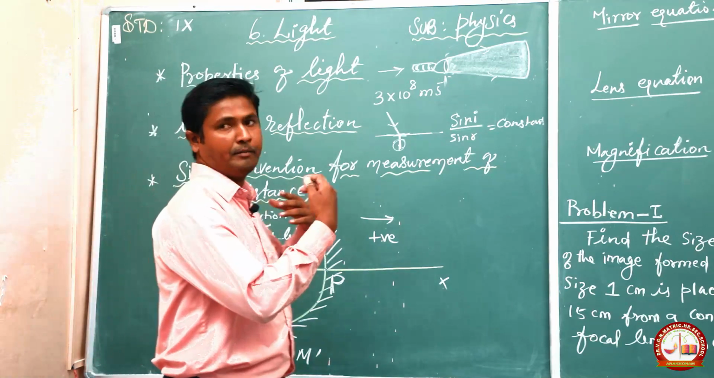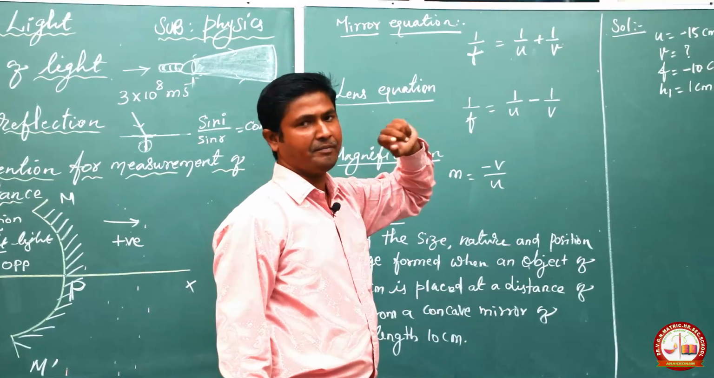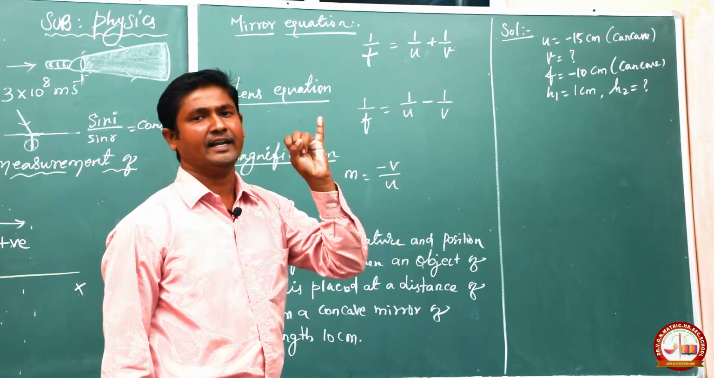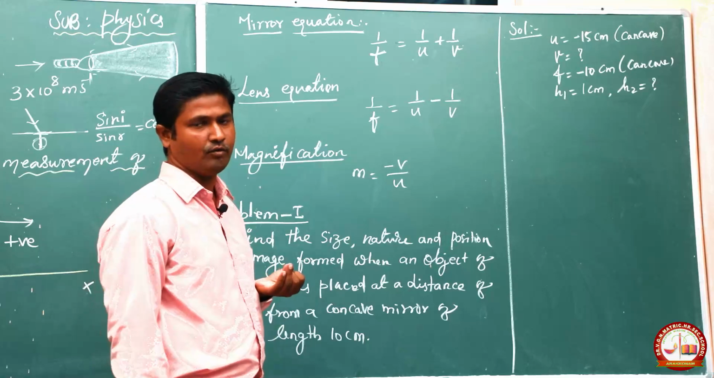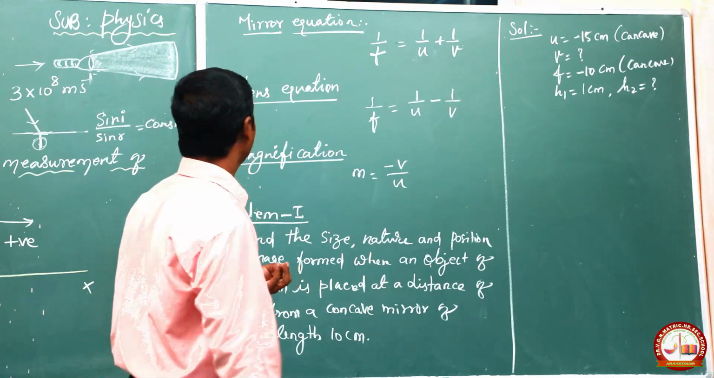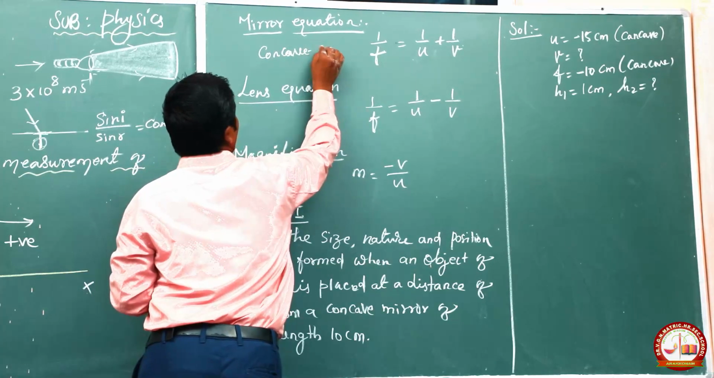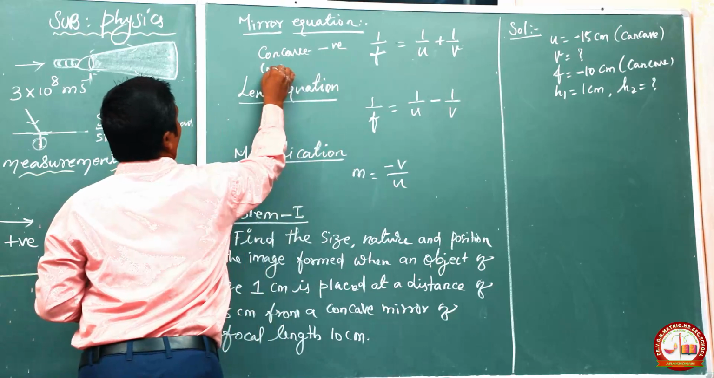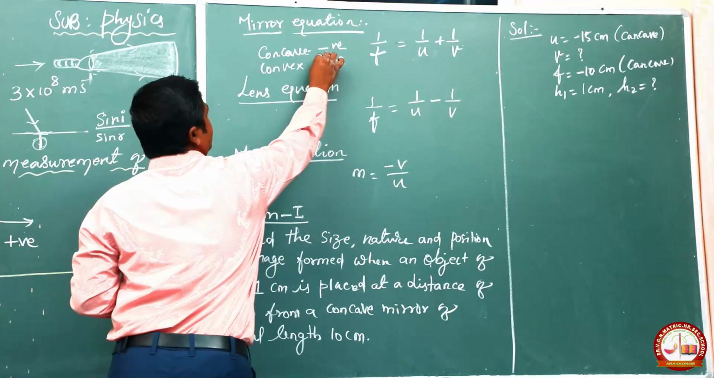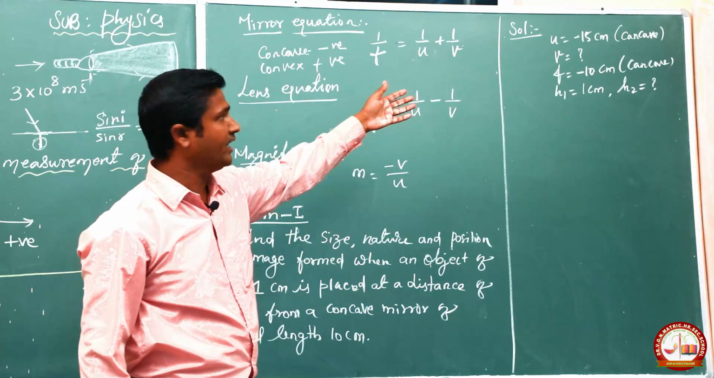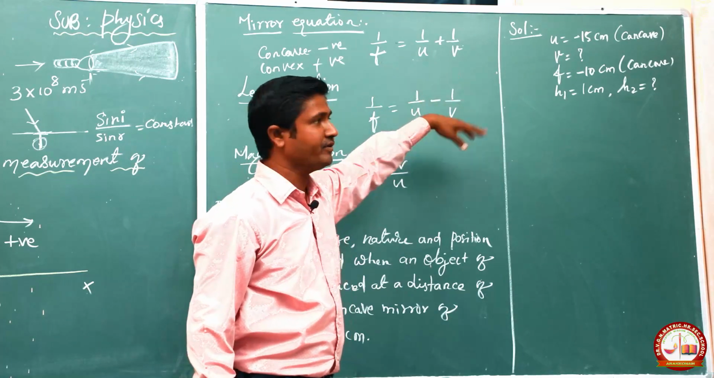Next, we go to the mirror equation. There are two types of mirror: one is a concave mirror, another is a convex mirror. The concave mirror has a negative sign and the convex mirror has a positive sign. The formula of the mirror equation is 1 by f equal to 1 by u plus 1 by v.